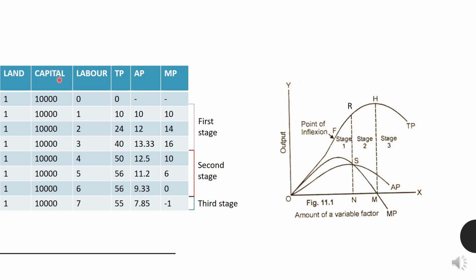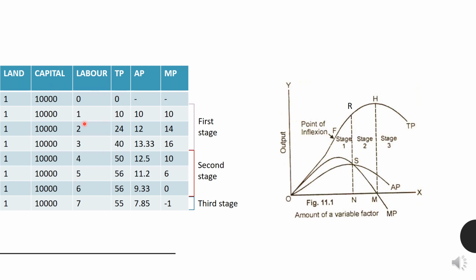In the same way, the capital in rupees 10,000 is also constant. We are not changing it. And we are only increasing the laborers in order to increase our production level. So now let's see what happens if we keep these factors constant and change only one factor. This we call the proportion between the fixed factors and the variable factors.